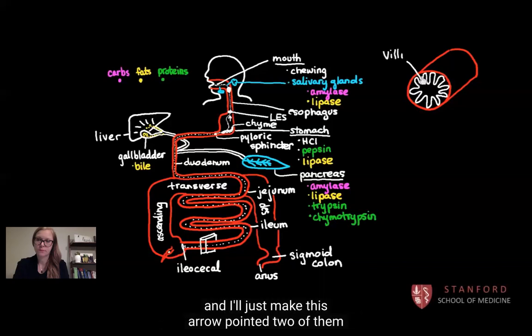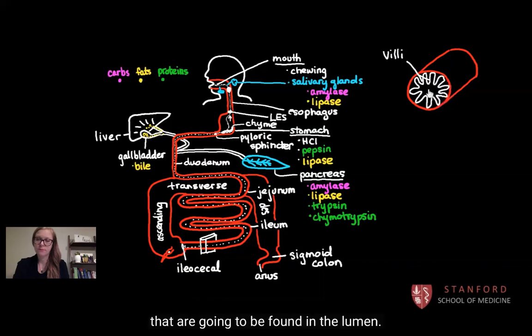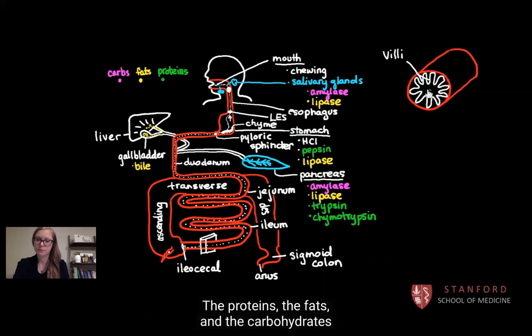And I'll just make this arrow point to two of them so you understand that that's the plural term. And the villi, what they do is they increase the surface area for absorption of all of those important nutrients that are going to be found in the lumen. So the proteins, the fats, and the carbohydrates that are going to be passing through this lumen.